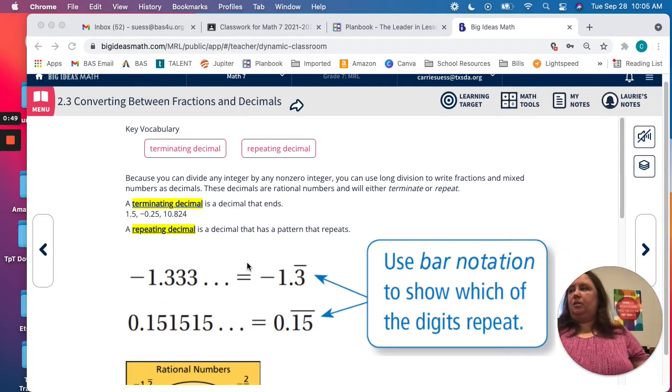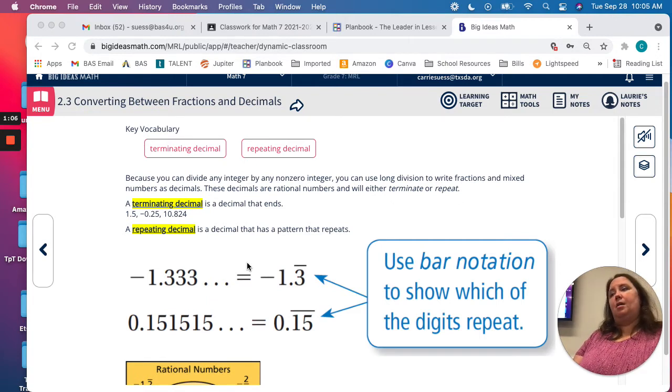Okay, as you're writing this in your journal, somebody tell me, what is a terminating decimal? Joaquin. A decimal that ends. A decimal that ends. Very good. What is a repeating decimal, Joel? Repeating decimal is a decimal that has a pattern. It's a pattern that repeats.